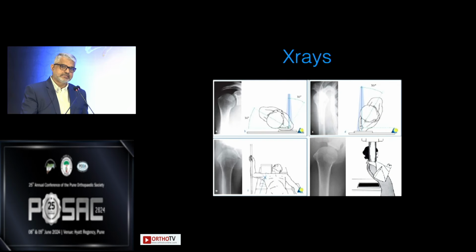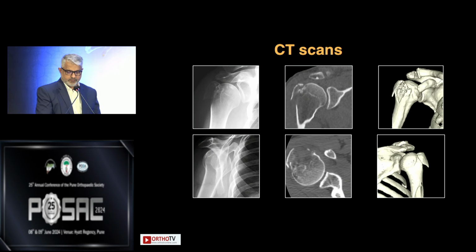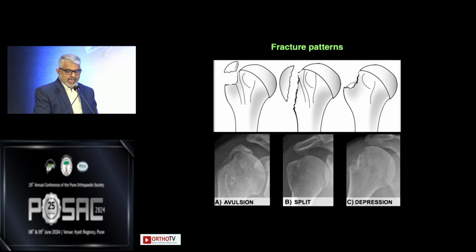For that, something very important is to get a true AP or a Grashey view, which is going to allow you to see what the rim of the glenoid looks like in relationship to the greater tuberosity. The second thing is you can do a trauma axillary or a Velpeau view. CT scans remain the gold standard to understand the fracture geometry and the displacement better. There are 3 fracture patterns which you may get: either a classic avulsion type, a split type, or a depression type.